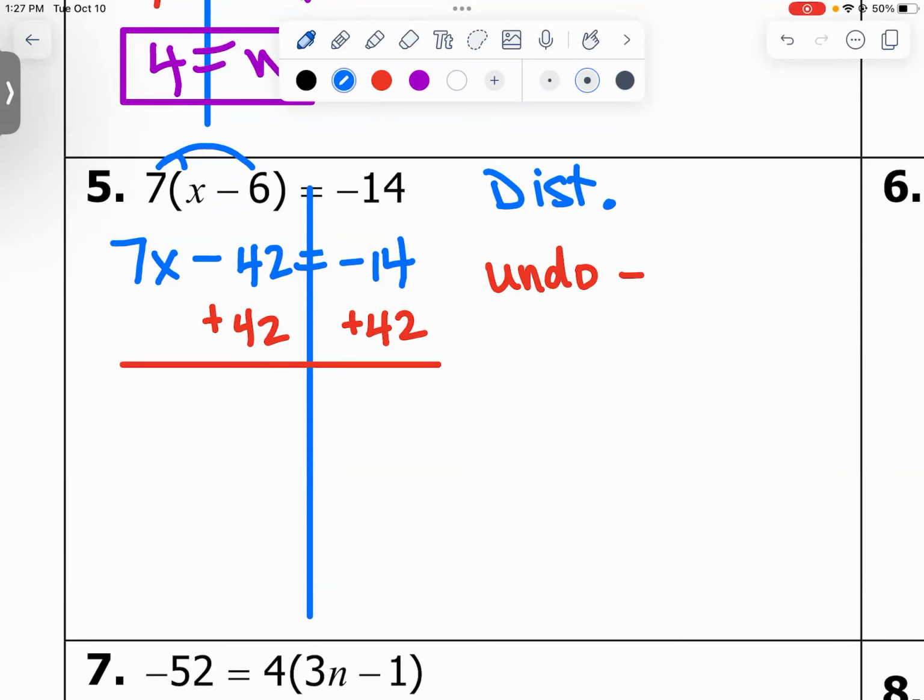So it's not 56. Okay, so we still have our 7x, but we have negative 14 plus 42. So we end up at 28. Use your calculator to help you out.